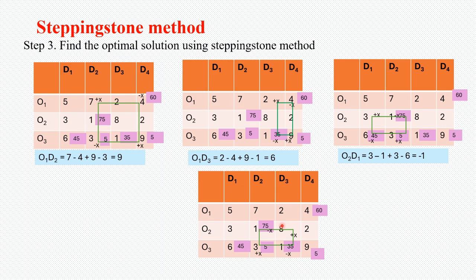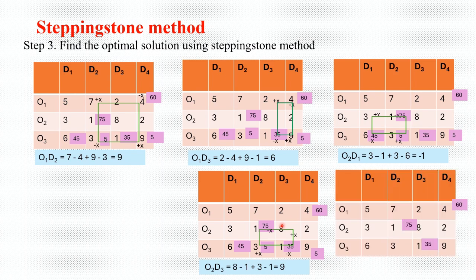Next unallocated cell O2D4, we shall start from this cell. The closed loop is drawn like this. Assign plus and minus signs alternately at each turn. Calculate the improvement in cost. O2D4 is equal to 9 plus 3 minus 1, minus 5, which is equal to minus 5. This value is negative. Among all the values obtained, minus 5 is the most negative, so we will choose this loop.